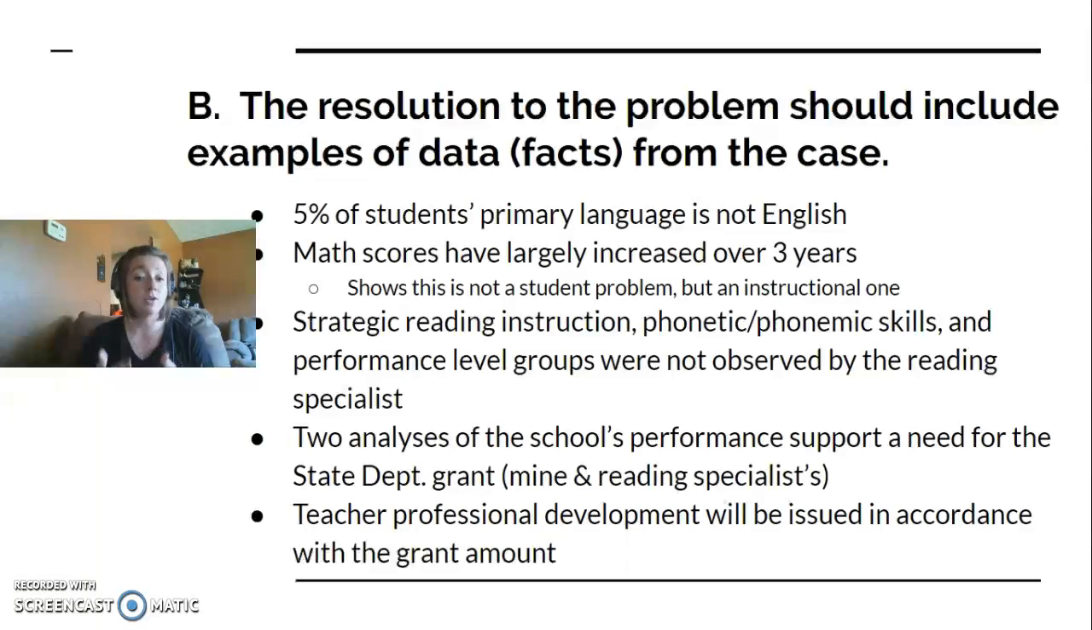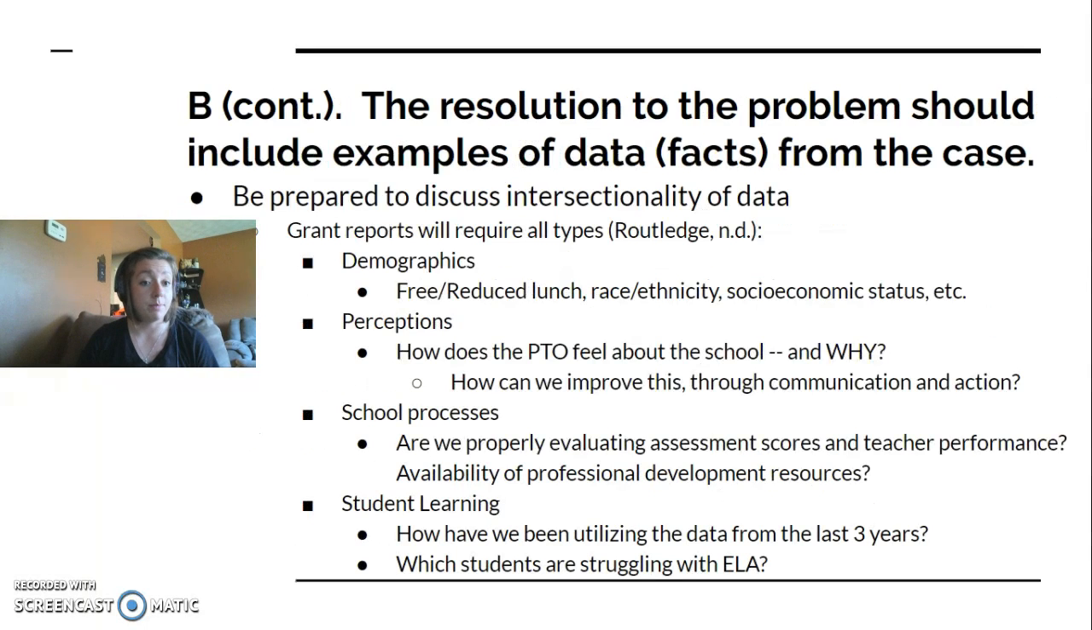We want to increase teacher professional development and continue to report that to the grant committee so that we can be renewed over 3 years and really get the most bang for our buck there. I will need to be prepared as a building leader to discuss the intersectionality of this data. We're going to need to talk about demographics, which we've talked about in our school, and perceptions. How does the PTO and the overarching community feel about our school's performance and why, and how can we improve it? School processes and student learning are both going to be tied closely into our grant reporting.